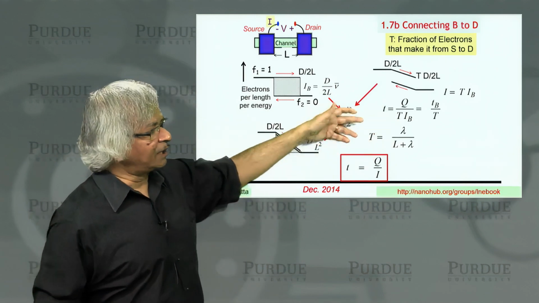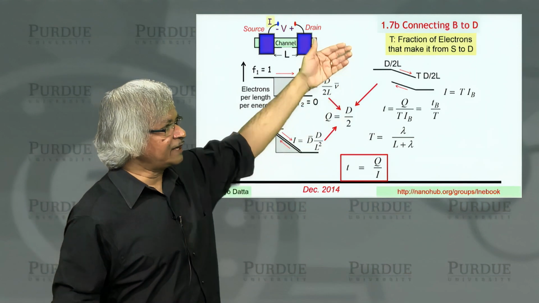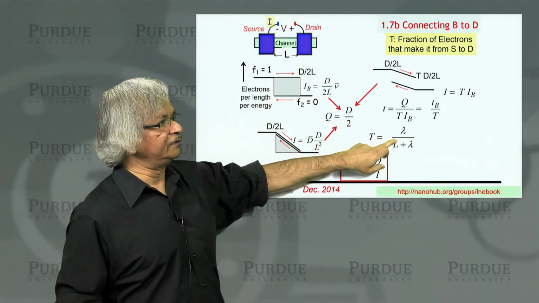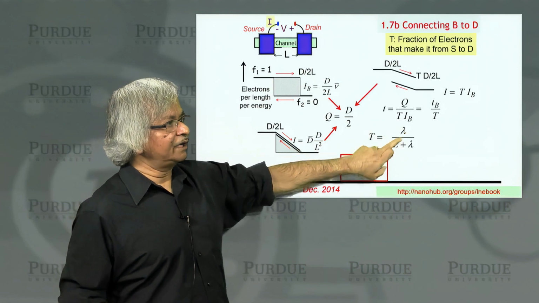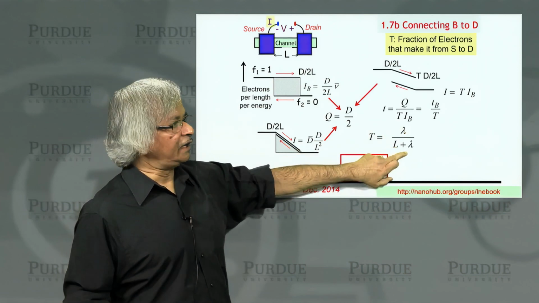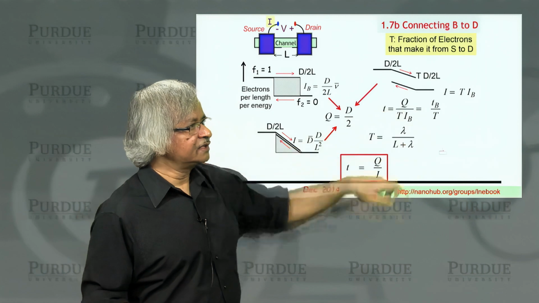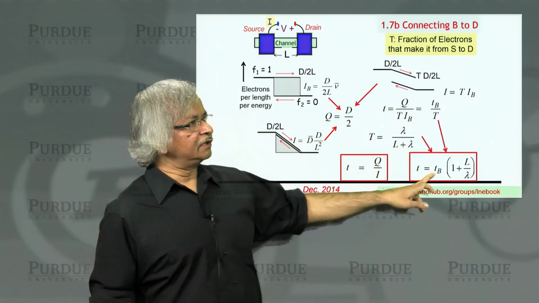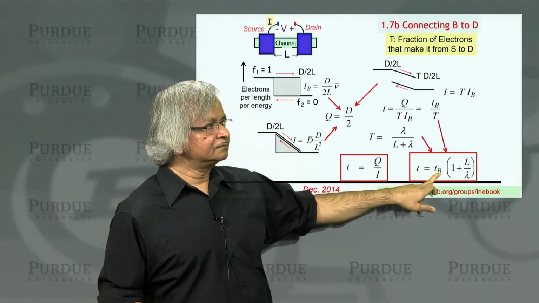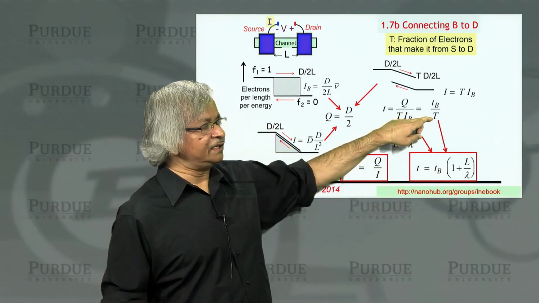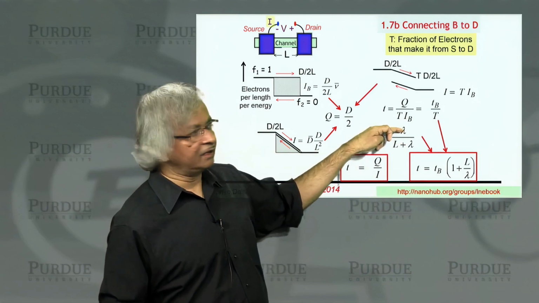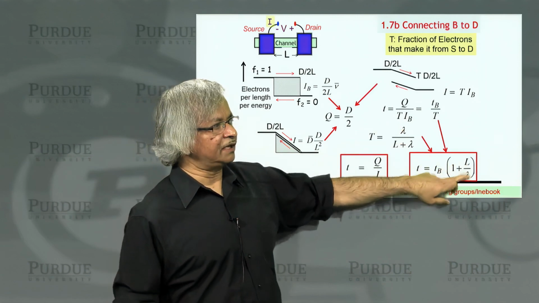Okay? But the bottom line is that this fraction of electrons that make it from source to drain can be written in this form, lambda over L plus lambda. And if you combine that with this, then what you get is that the time is equal to the ballistic time divided by T, and the divided by T means like L plus lambda over lambda, which can be written as 1 plus L over lambda.